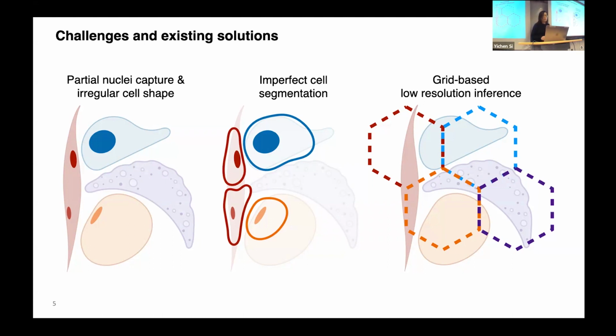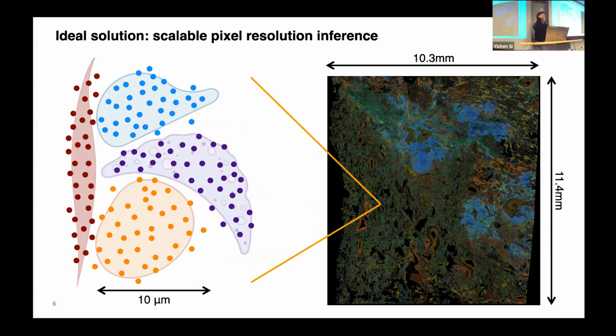An alternative approach is to use a fixed grid-based low resolution analysis. Here we can use all the transcripts in the data. But the downside is it loses the original high resolution provided by the technology. And also each such grid will often contain multiple different cell types, and your algorithm should be able to deal with that. The ideal solution, however, is to get the cell type annotation at each single pixel at high resolution, and hopefully do so efficiently for a large field of view. And this is what we want to achieve.